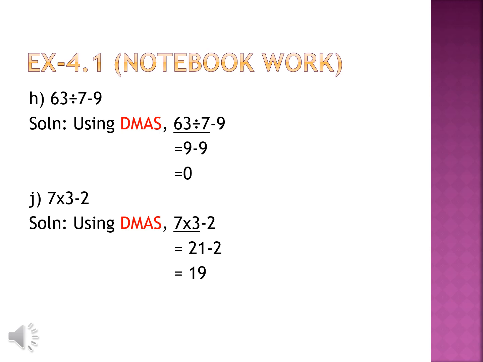H part, 63 divided by 7 minus 9, and J part, 7 multiply 3 minus 2. Now the solution is there in front of you and you have all understood the BODMAS rule. Try to do these questions yourself. If any doubt persists, we will clear it in the virtual session.